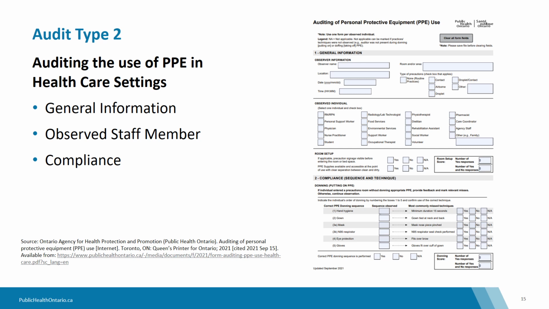Finally, the compliance section looks at the sequence and technique. This section includes the room setup, including appropriate placement of precaution signage, accessibility of PPE supplies at point of use, and distinction between clean and dirty. It also includes observations on the appropriate sequence for donning and doffing of PPE and other safe practices, including the doffing location, disposal of PPE, appropriate disinfection of PPE, and safe removal techniques. Finally, there is a final section for scoring the audit.